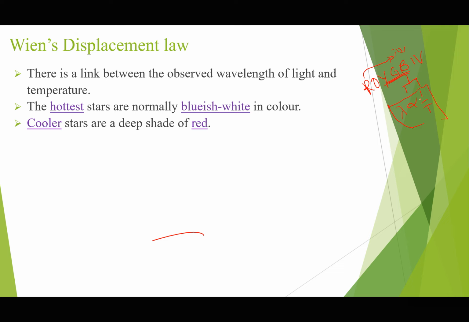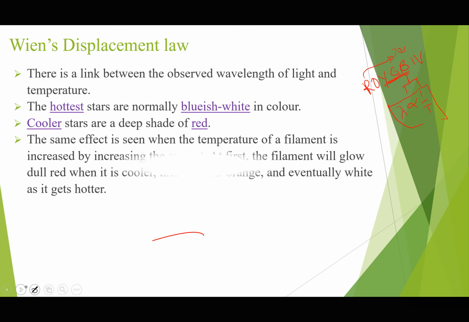So we are saying cooler stars are a deep shade of red. The same effect is seen when the temperature of a filament is increased by increasing the current. At first, the filament will glow dull red if you are very observant. When it is cooler, when it has just started glowing, and then you will notice that it becomes reddish orange, and eventually, if it is very hot, it will become white, or it turns bluish white as the temperature increases.